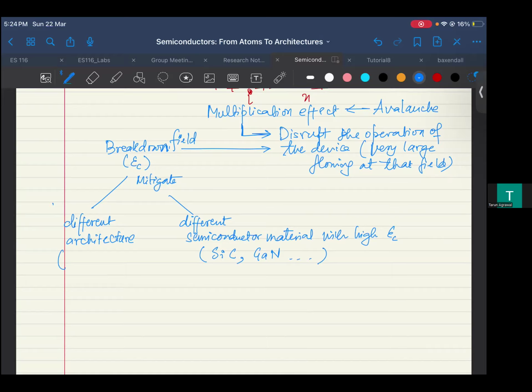The different architectures one can talk about are LDMOS, which is laterally diffused MOS, and VDMOS, which is vertical MOS, right? There are multiple structures like that, made basically so that the field can drop across the structure. You can drop that voltage across the structure so that you have less field at the junction where this is going to break the crystal.